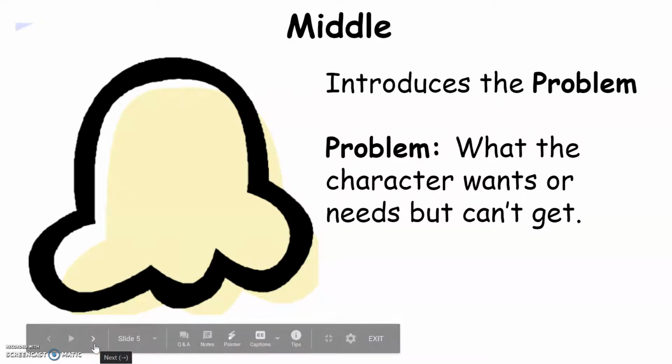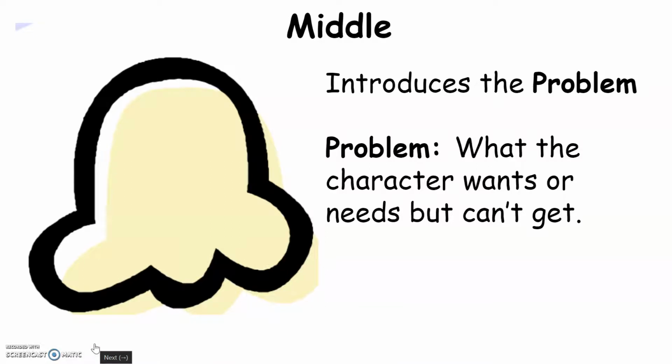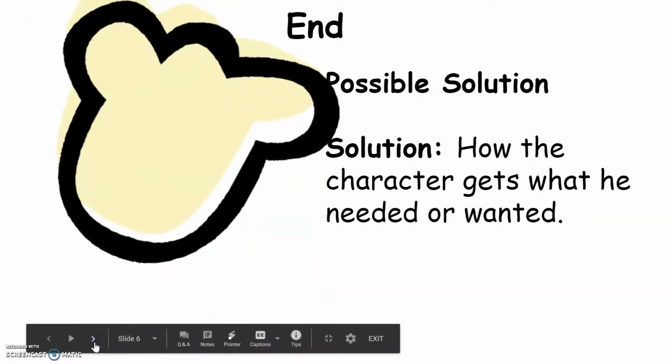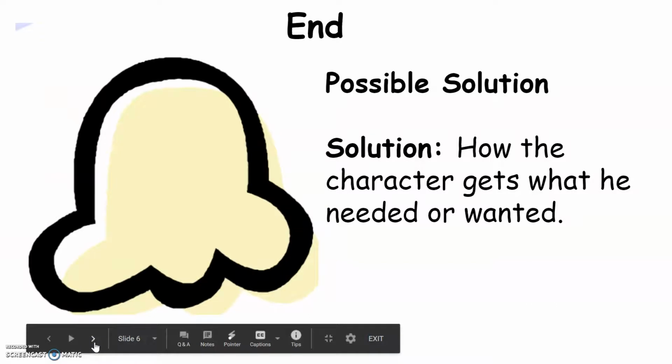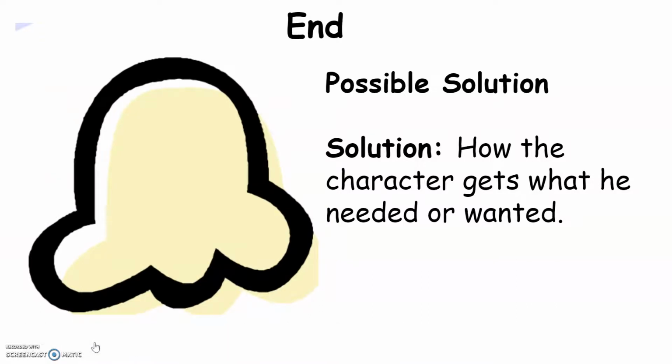This middle piece goes from the problem all the way up to the third piece of popcorn, which is the end, where we'll either find a possible solution and we'll be able to figure out the lesson. So a solution is how the character gets what he or she needed or wanted. Sometimes there's not a solution. However, there will be a lesson learned. So we know when we're finding the central message, we're going to learn a lesson.